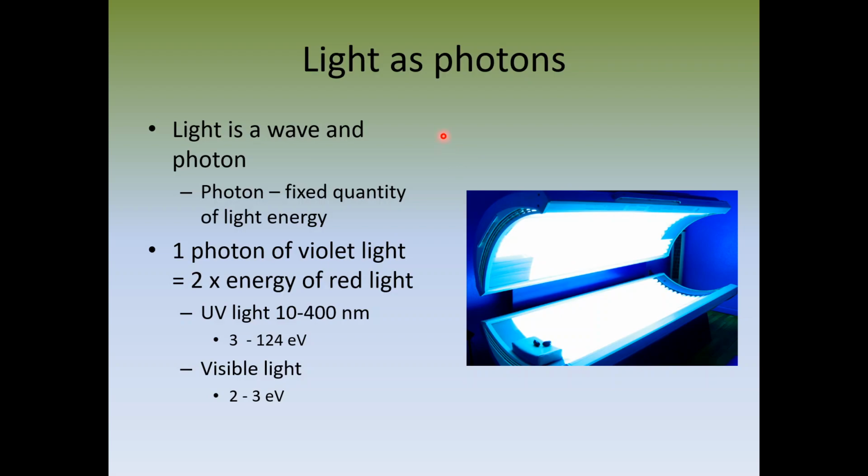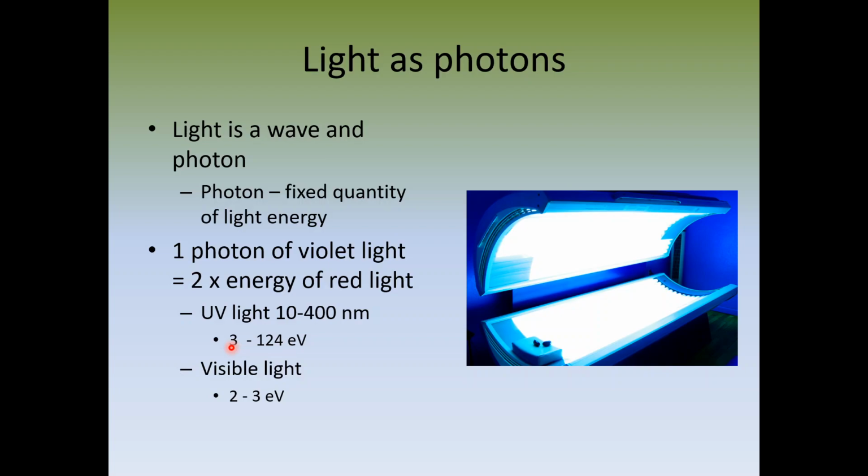Now, this is the time where we're going to talk about light a little bit more. We can think about light as a wave or a photon. I prefer in biology to think about it as a photon. Now, a photon is a fixed quantity of light energy, like a particle of light. Different colors of light then have different wavelengths and different amounts of energy. So if you look at UV light, what is in this tanning bed here, it has a very small wavelength, and it has between 3 and 124 electron volts.